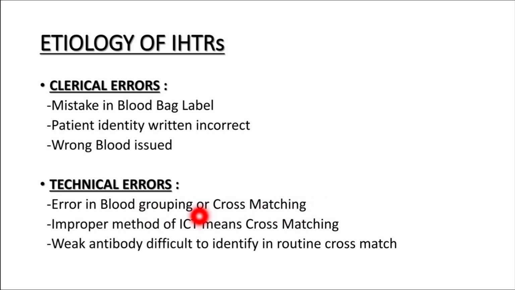Such a mistake can happen if you are not trained, right? Or if you have not done the cross match in an ideal way, you are just doing a saline cross match. And if you have not done an ideal cross match, then immunologically incompatible blood can be issued. So you might not have identified the weak antibody, right? If you do not do an ideal cross match, then you cannot identify the weak antibody. That's why it is advisable to always do a blood grouping and an ideal indirect Coombs test, that is cross match.